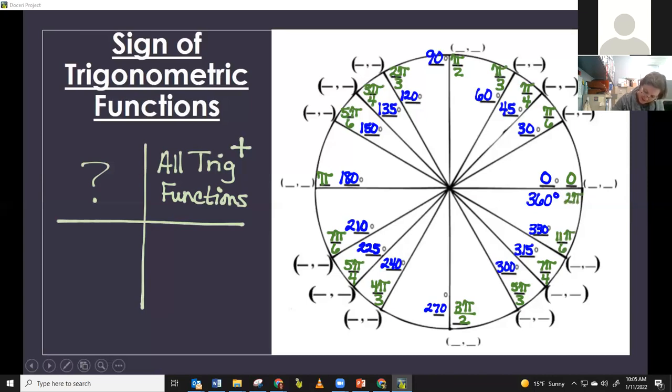And then you guys did add the ordered pairs yesterday, or you should have. If you did not, please make sure that you go in and get those.